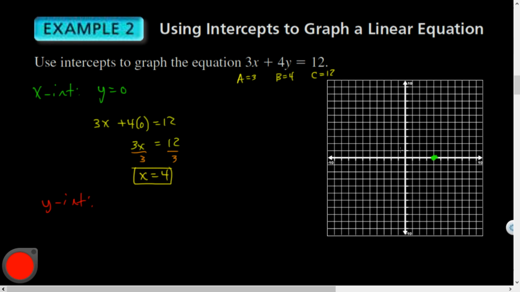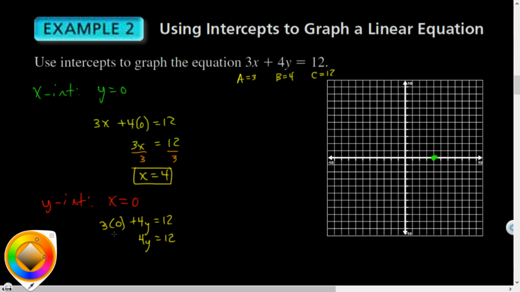To find the y-intercept, that happens when x equals 0. So I'm going to solve the same equation, but plug in 0 for the x. So 3 times 0 plus 4y equals 12. 3 times 0 is 0, as we were saying. So that's just the same as 4y equals 12. How do I solve for y?